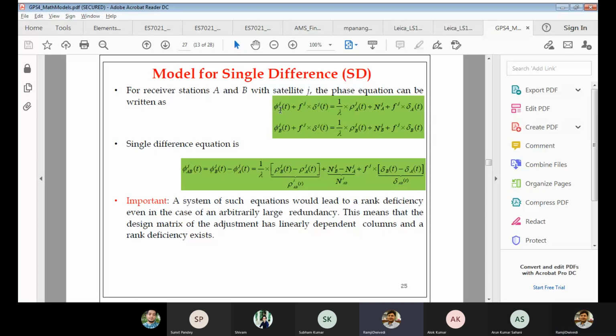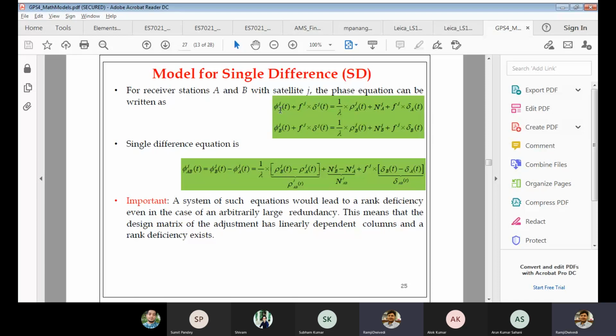Just understand this. A system of such equations would lead to rank deficiency even in case of an arbitrarily large redundancy. This means that the design matrix of the adjustment has linearly dependent columns. And why does rank deficiency exist? You are curtailing the number of observables, isn't it? Instead of having two observables in the first set of equation block, you now have one final observable that will help us in solving the system.